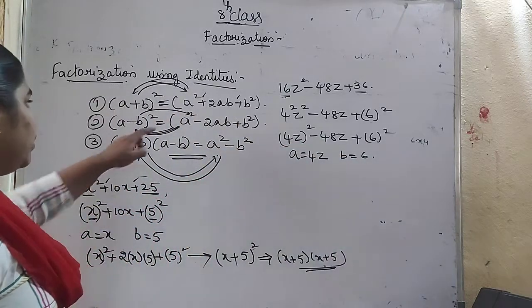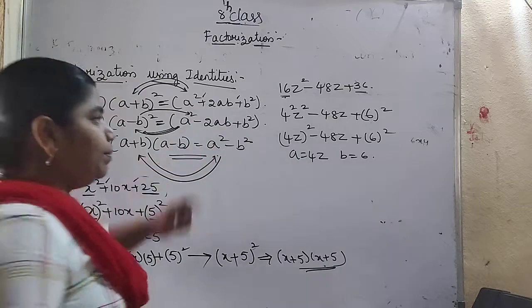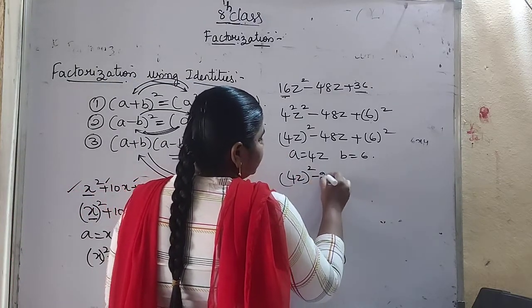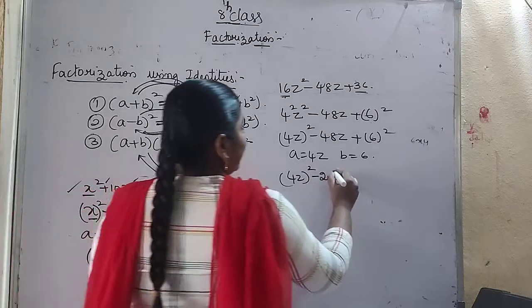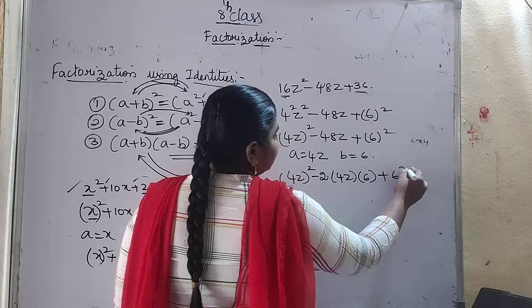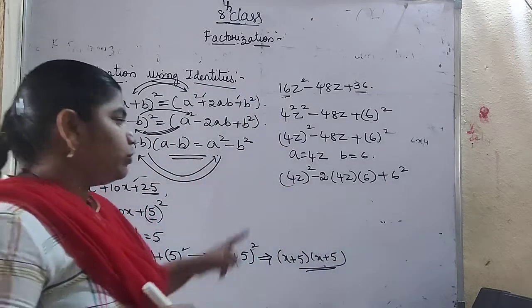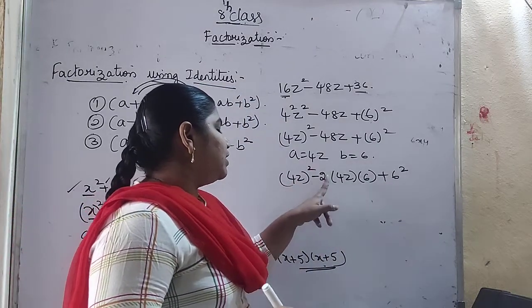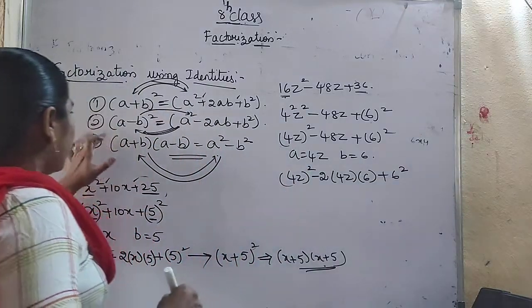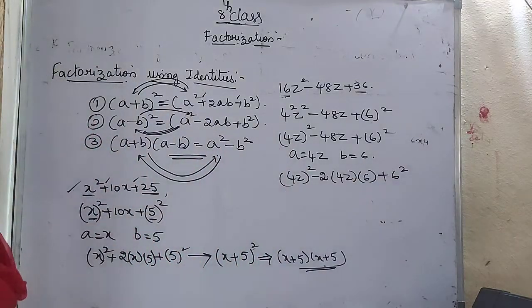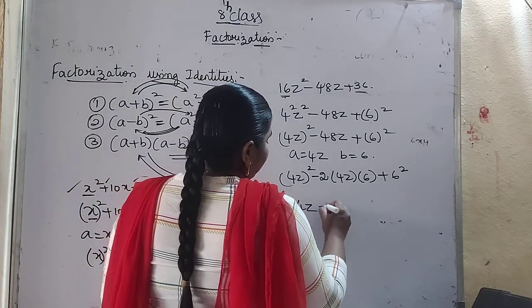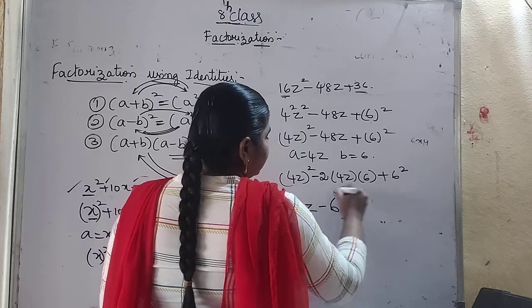Now we have to convert into a square minus 2ab plus b square. Here 4z square, minus 2 is a constant value, a value is 4z, b value is 6, plus 6 square. Now it has been converted to a square minus 2ab plus b square. In which form can we write it? We can write it in the form of a minus b whole square. A minus b means 4z minus 6 whole square.